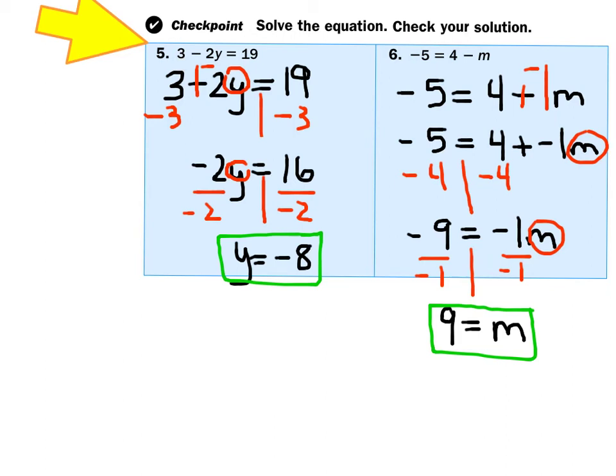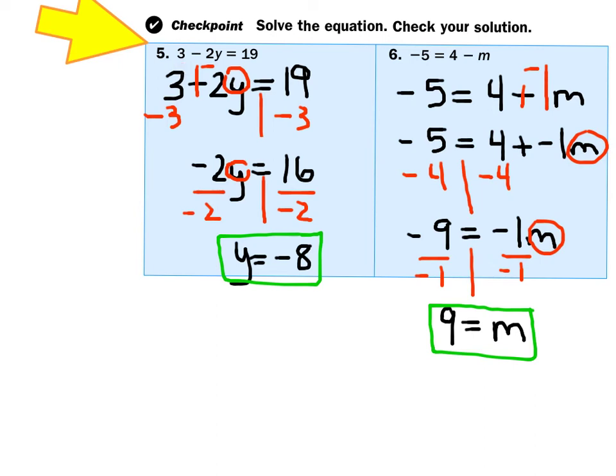Okay, so take a look at number 5 in the checkpoint. 3 minus 2y equals 19. Notice how I wrote it out exactly like they gave it to me. And then with the minus sign, we add a line and change the sign in front of the 2y. So now I circled the y, I brought my wall straight down. See the adding 3, this is what we have to destroy first. And the only way to destroy adding 3 is to subtract 3 on both sides of the wall.